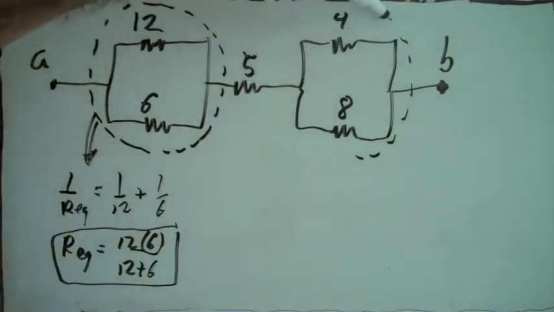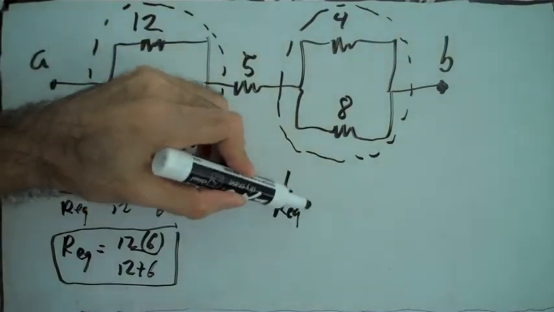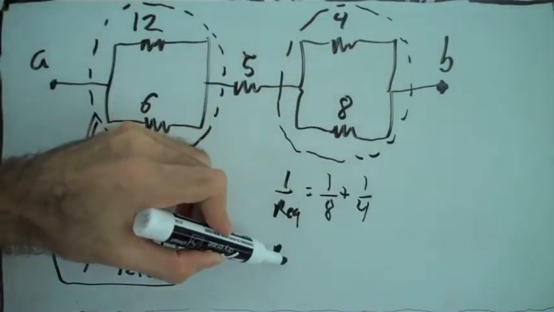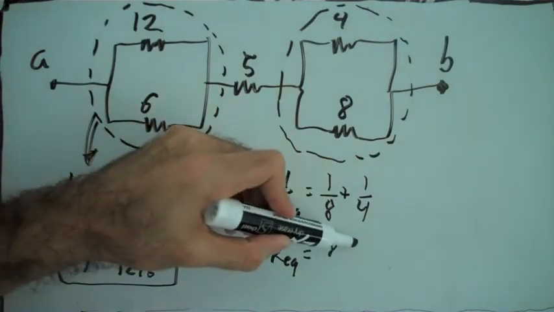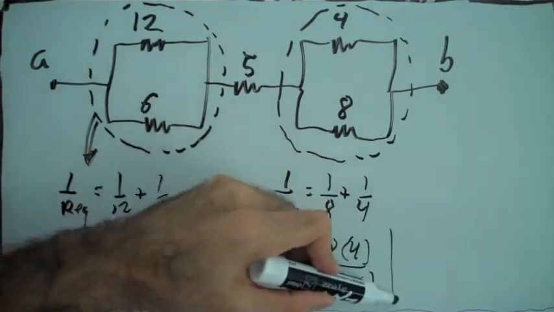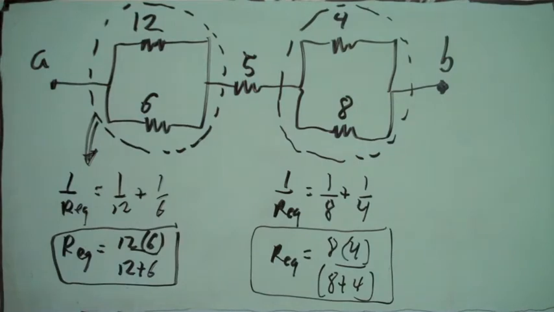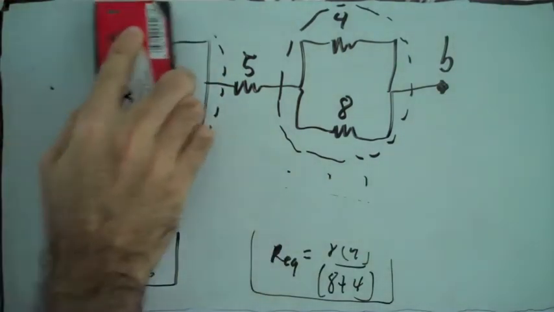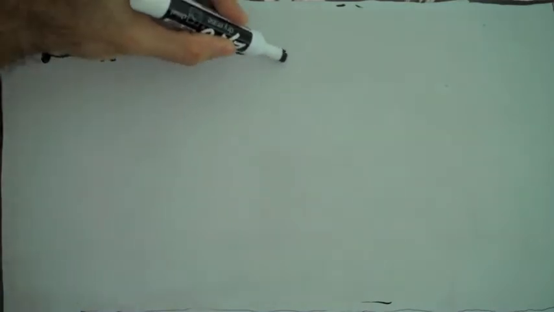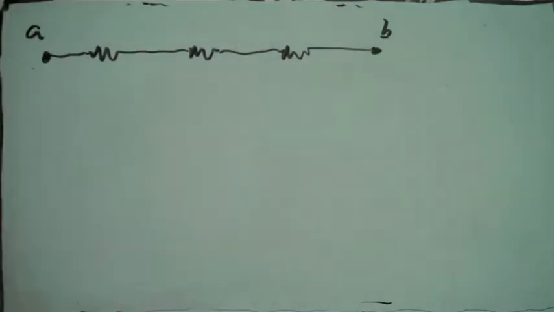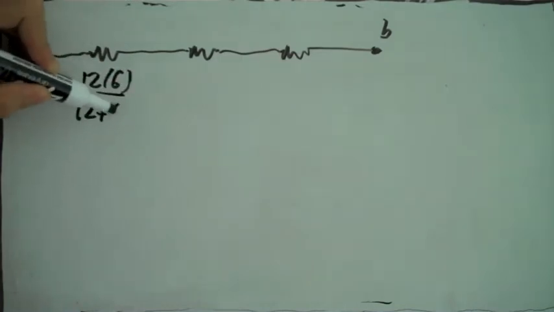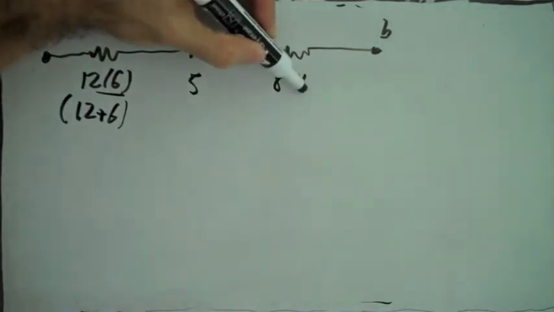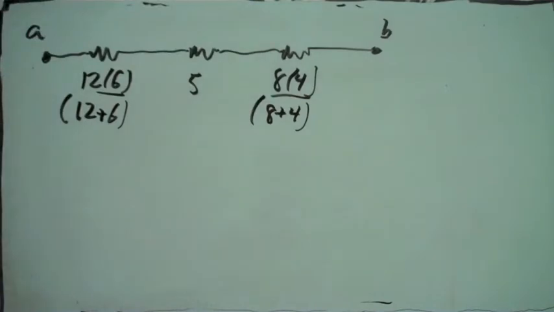And these two resistors are also in parallel, so their equivalent resistance is given by this. So the equivalent resistance is 8 times 4 divided by 8 plus 4. So now we can replace these two parallel combinations of resistors by their equivalent resistances. So if we draw the whole thing again, we can replace those parallel combinations by just single resistors. So here the value of these are given by the values of the equivalent resistance. The resistor in the middle stays the same, it was just 5 ohms.